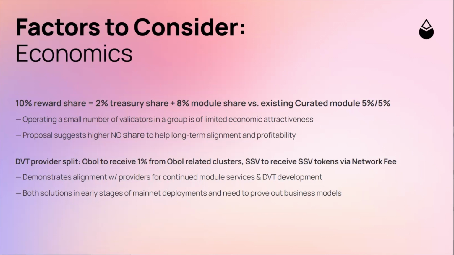And so the module share would be split generally with 7% to the node operators and up to 1%, or a little bit less depending, which we'll talk about, for the DVT providers to start. On the DVT provider side of things, there will be two sections, right? OBOL will have a certain number of clusters and SSV will have a certain number of clusters, or rather the node operators will be using those technologies to operate validators. So for the clusters using OBOL technology, OBOL will receive 1% of the rewards for those clusters.